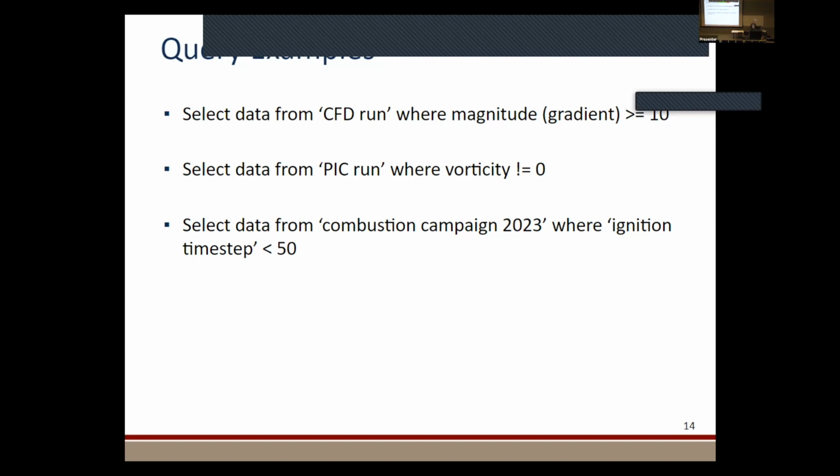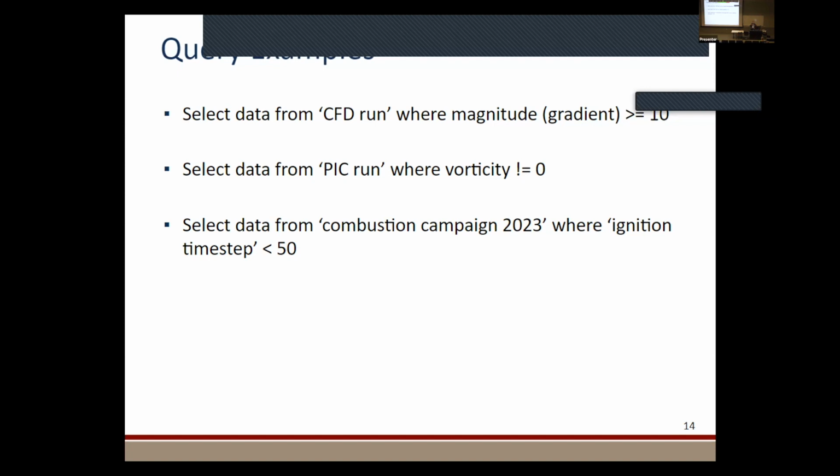The second one, if we have a particle-in-cell code, we want to look to see when the vorticity is not zero. So in other words, there is some spin occurring. And the last one, as I mentioned earlier, is where did the ignition happen early in the combustion simulation cycle, so that you know that something was happening that caused it to actually kick off early. So that's the kind of thing that we want to be able to do. So this is what's been driving our work.